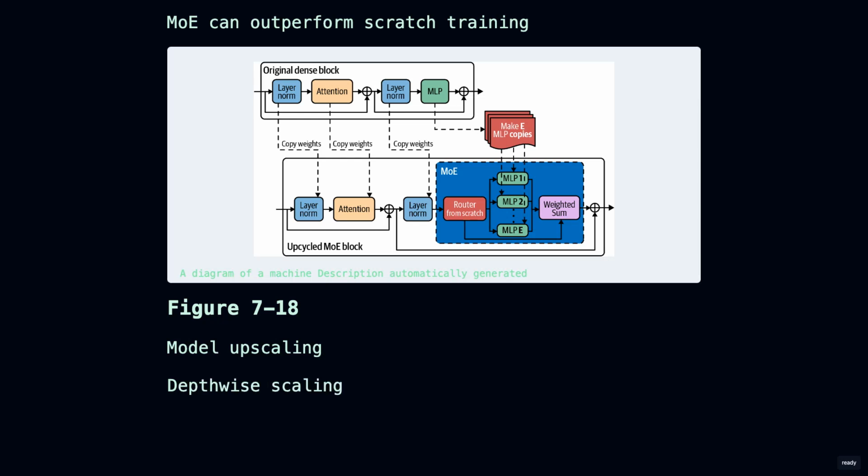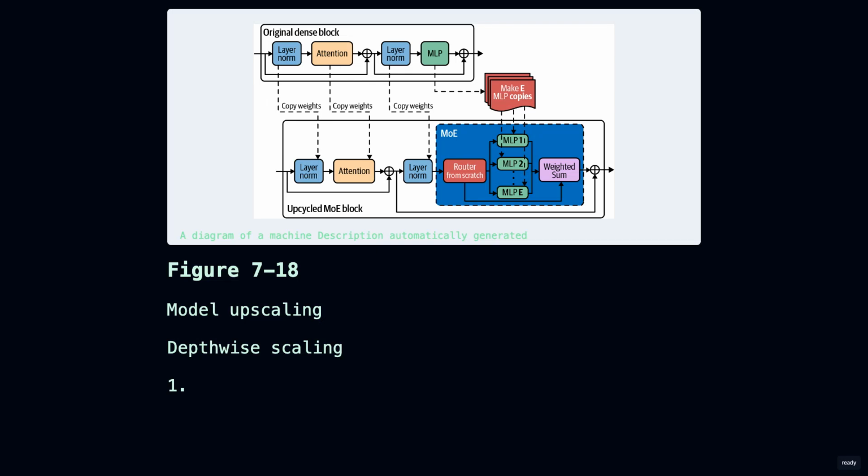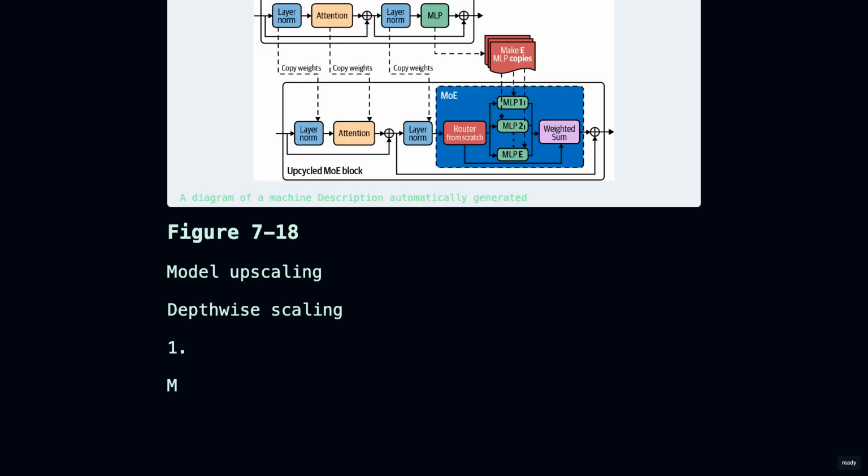One concrete upscaling method is depth-wise scaling. The idea is to duplicate and recombine layers in a way that increases depth while keeping the architecture workable for further training. First, start with the original pre-trained model as your base building block. Then make a second copy of that model. The duplication gives you two parallel versions of the same starting point to recombine.